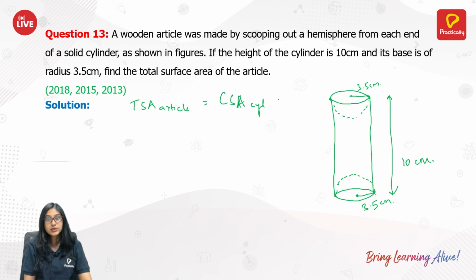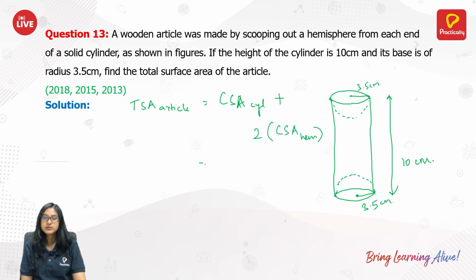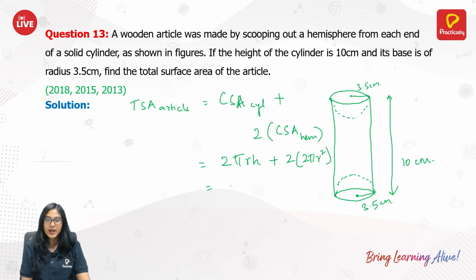CSA of cylinder plus curved surface of hemisphere plus curved surface of hemisphere. That is 2 times curved surface area of hemisphere. Correct? Substitute. CSA of cylinder 2 pi r h plus 2 times of 2 pi r square. So, what can I take common? I can take 2 pi r common. 2 pi r of h plus, if I take 2 pi r common, I will be left with 2r. Correct? 4 pi r square.